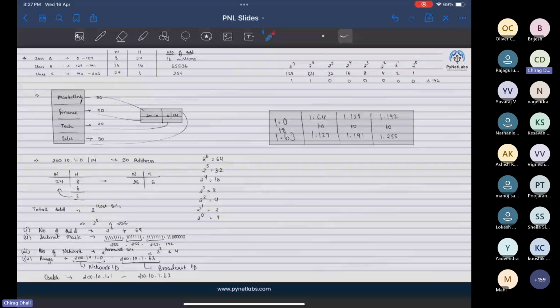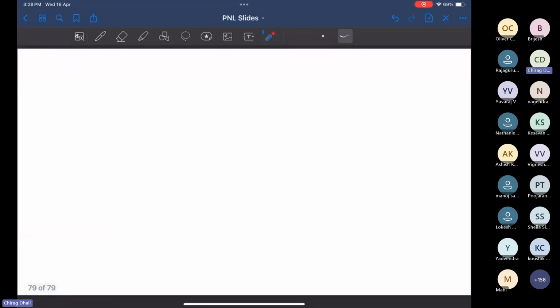We'll talk about such scenarios later on. As of now, we are discussing the parts of equal length. So yeah, we'll talk about it later. Okay, let's look at another example.